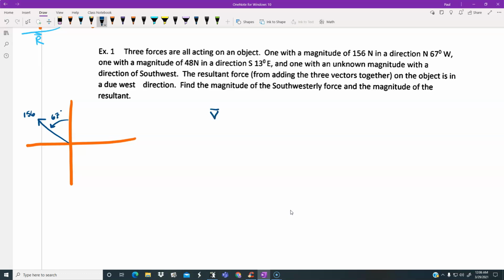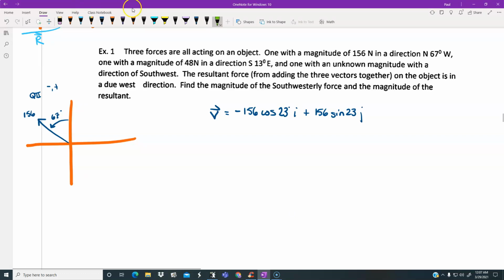So if I start writing that vector right away, I'm thinking that it's in the second quadrant, which would mean that it's negative, positive. Negative 156 sine, cosine of not 67 degrees, but its reference angle, which would be 23 degrees, I, plus 156 sine of 23 degrees J. There we go. There's our first vector.